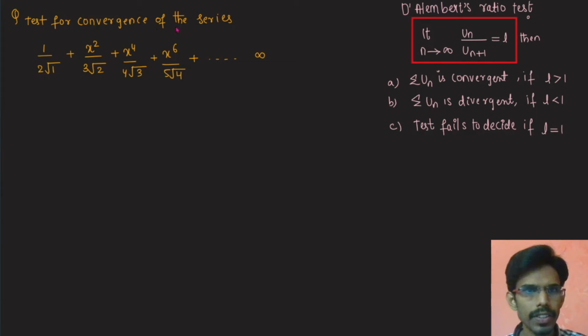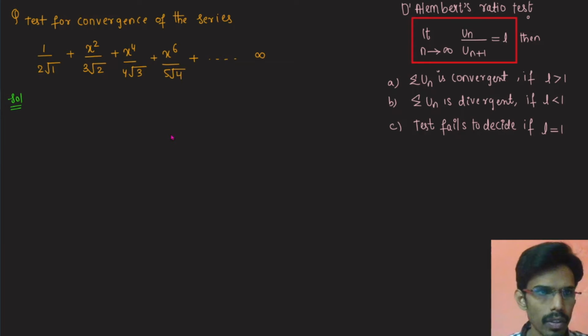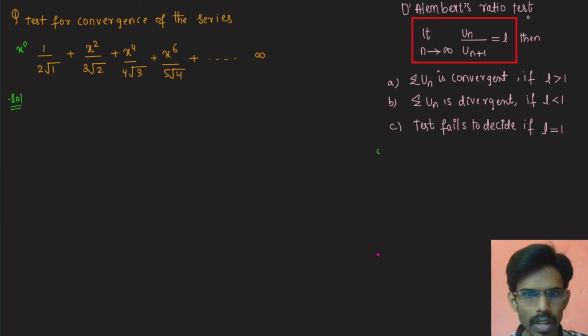Test for the convergence of the series 1 by 2 root 1 plus x square by 3 root 2 plus x power 4 by 4 root 3 and so on. Let us see whether this series is convergent or not. Now this 1 can be written as x power of 0. Now if we see the power of x, we have the power of x as 0, 2, 4, 6 and so on.